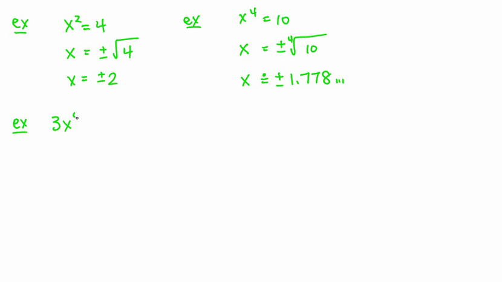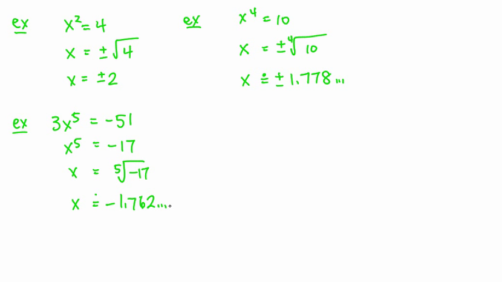And if you have something a little bit more complicated, you can get rid of coefficients first. Minus 51 divided by 3 is negative 17. Take the 5th root, and when you take the 5th root, you don't produce two solutions. You only produce one. The 5th root of negative 17 is the exact answer, and that's approximately negative 1.762.